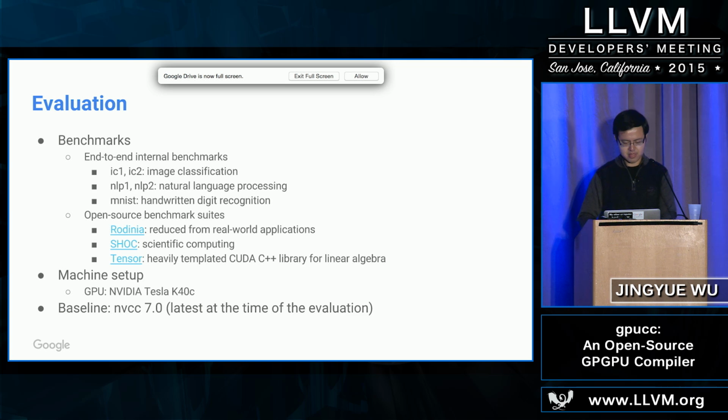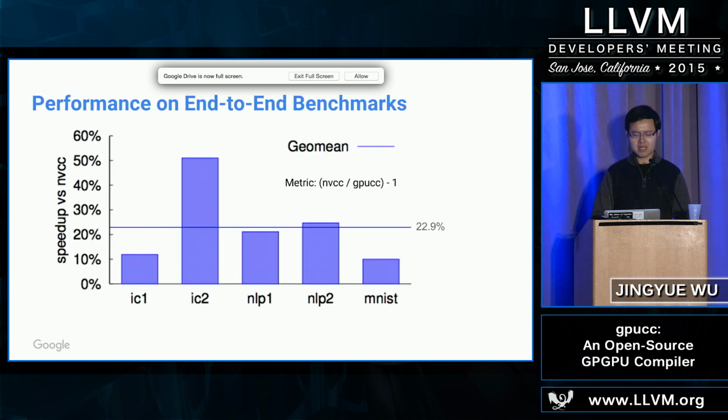For machine setup, we use an NVIDIA Tesla K40C, and our baseline is nvcc 7.0. It's the latest version at the time of the evaluation. And actually, we started with nvcc 5.5, but from 5.5 to 6.5 to 7.0, we saw the performance actually degrade with each upgrade of nvcc. So this, again, motivates our efforts of building an open source compiler.